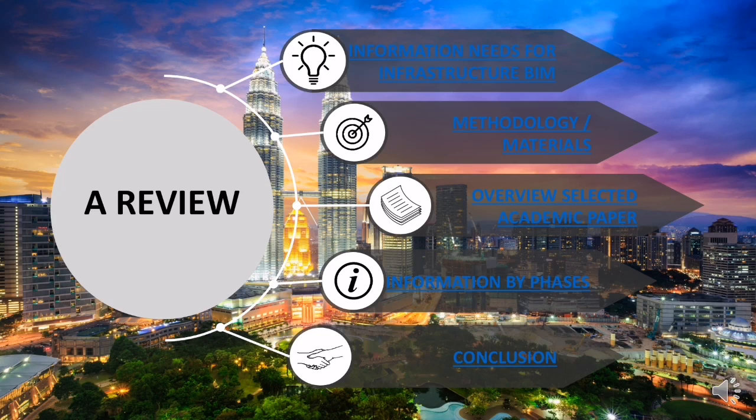This is the structure that I would like to present today. First, we see what previous articles say about information needs. Then we go through the methodology that I'm using to review these articles. After that, we look at an overview of the selected previous academic papers, and for the results we can see the collection of information needs by phases. Then I will close the presentation with a conclusion.